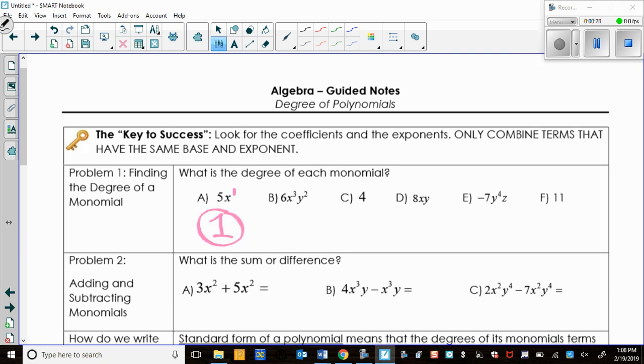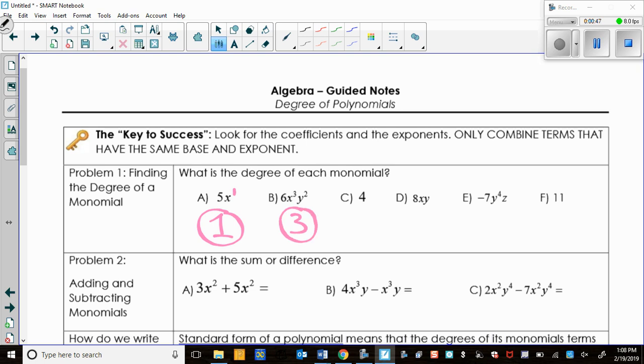Okay. Now, if you're confused about that, let's go ahead and look at B, because B has two different exponents. We have 3 and 2, so we are going to take the highest degree possible. So the highest degree in this problem is 3, so that would be the degree for B.